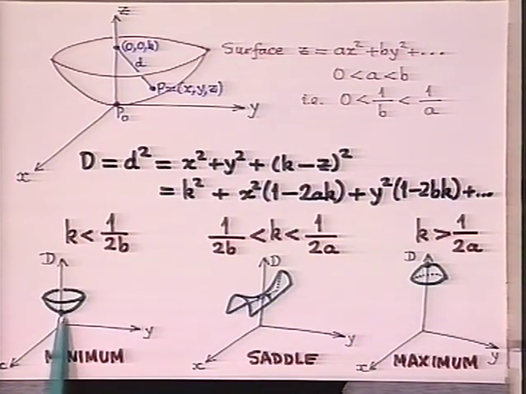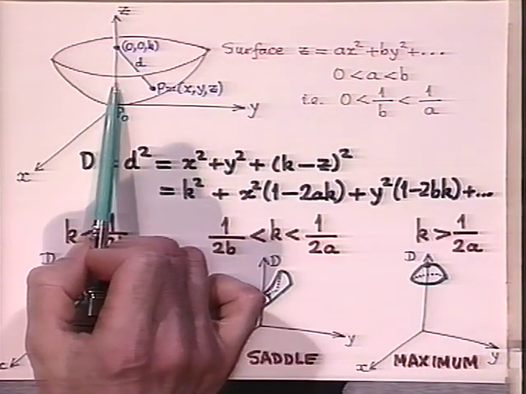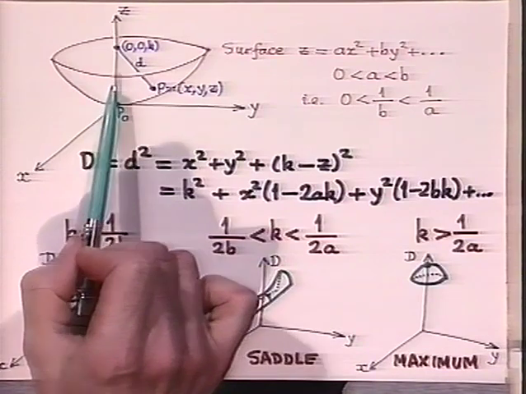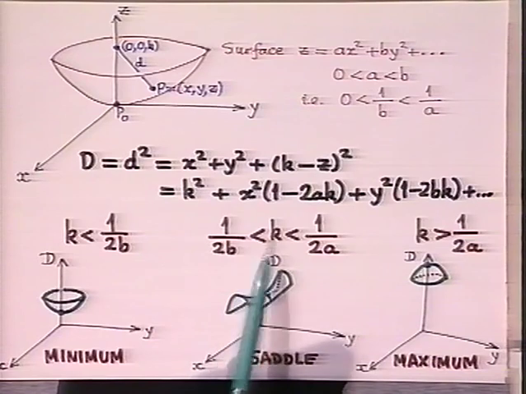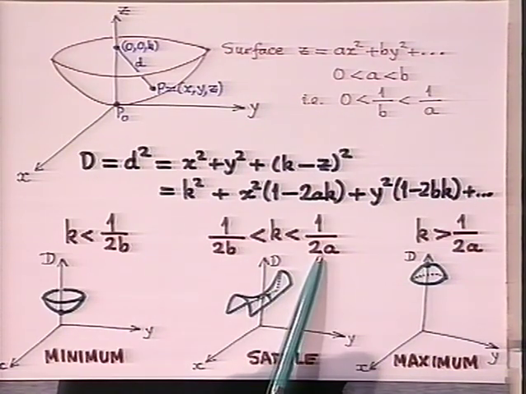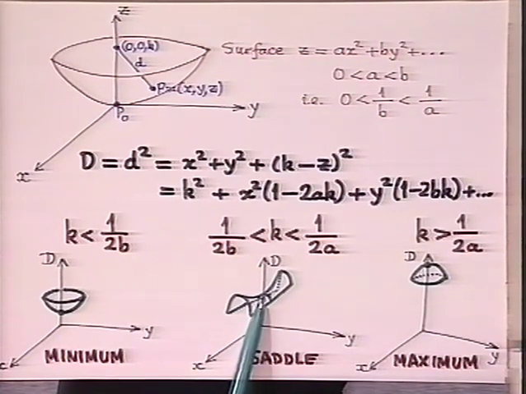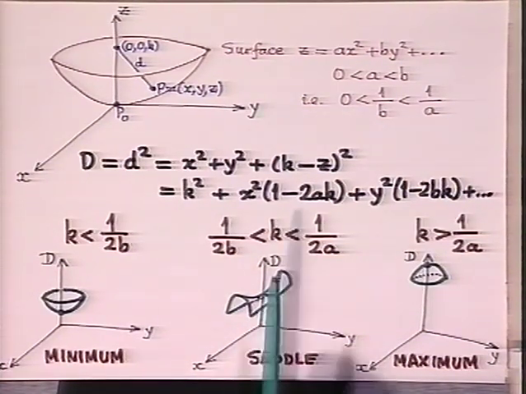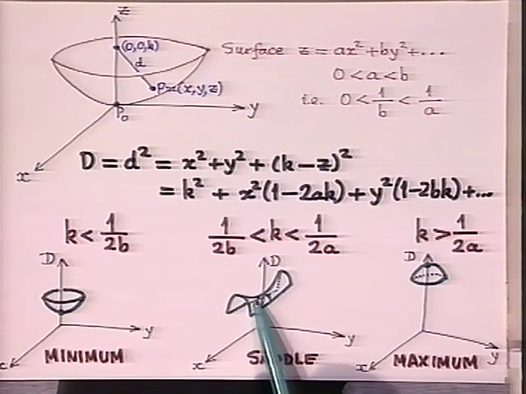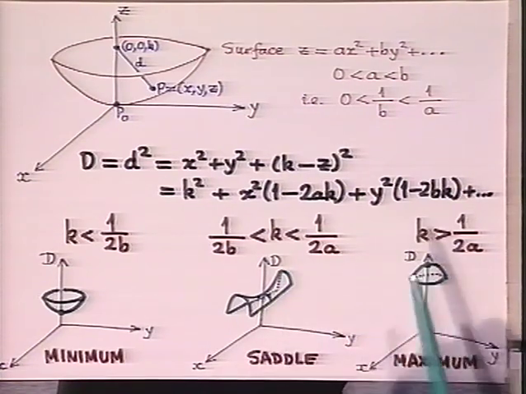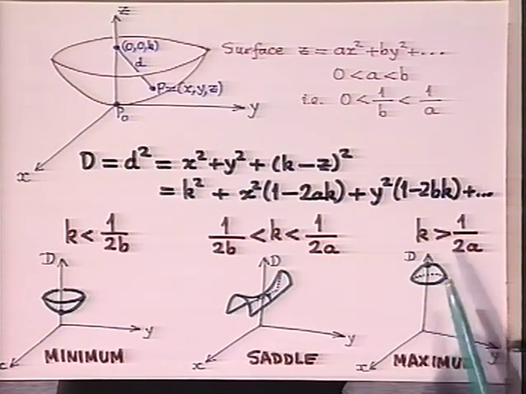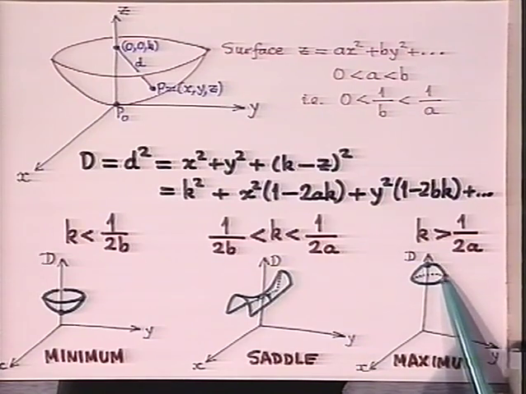The distance has a minimum. So this is rather like the situation for curves. If you're close to the point P0 along the normal, then the distance from that point on the normal to the surface has a minimum at P0. On the other hand, if you're between 1 over 2b and 1 over 2a, then the distance has a saddle there. This means that it has neither a maximum nor a minimum. In fact, it has a maximum in one direction and a minimum in the other. On the other hand, if you're further than 1 over 2a, then the distance has a maximum.